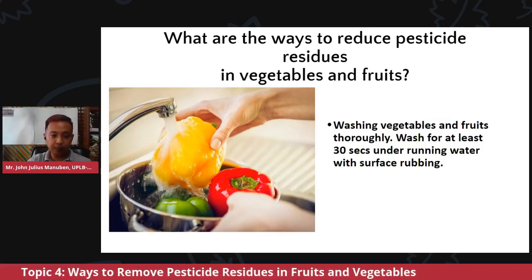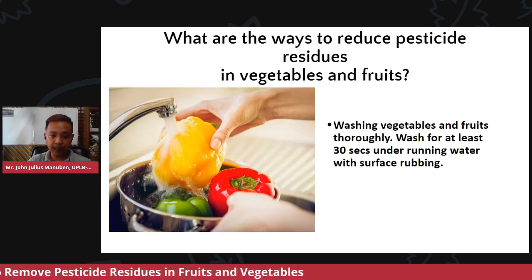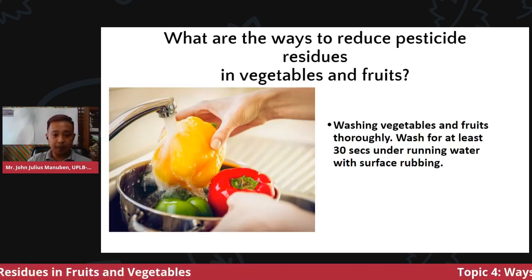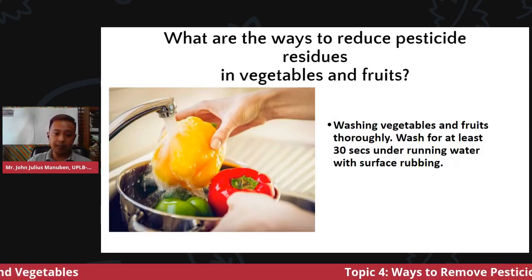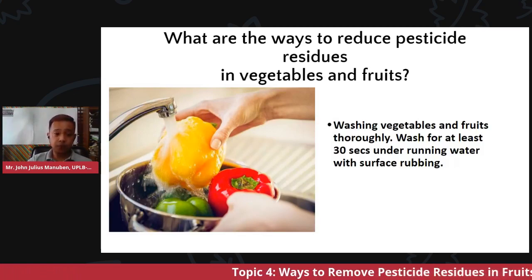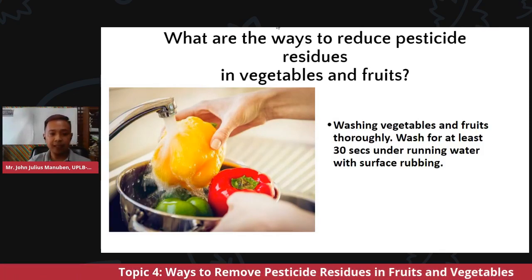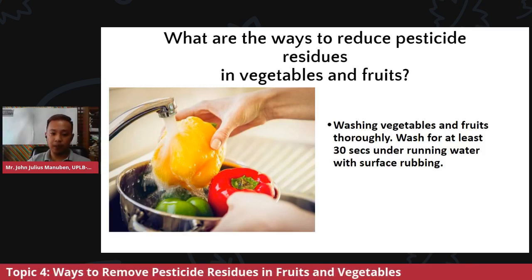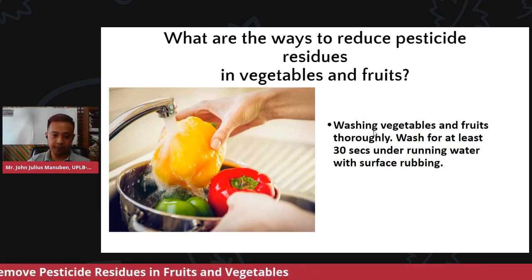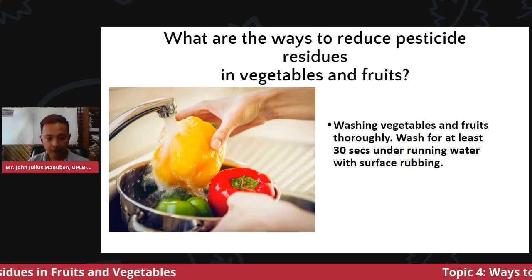So for tomato, eggplant, kasi smooth ang skin nila. Pero kapag nagtitipid naman ng tubig, maganda rin na gumamit ng planggana or ng basin. And then, saka doon hugasan. And then, i-rinse ng tap water. Next, please.